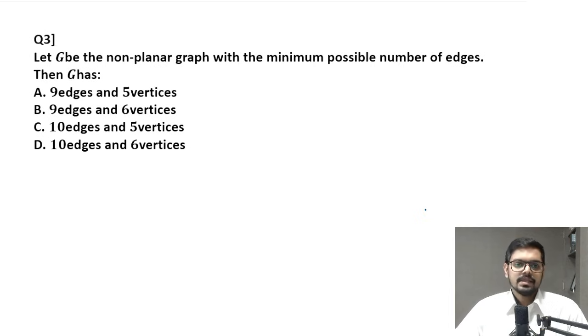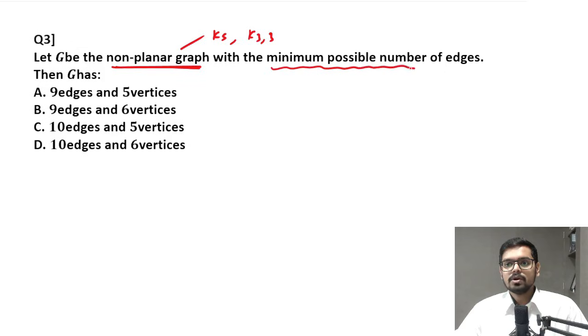Tried. The question says, let G be the non-planar graph with minimum possible number of edges. Oh, they are saying a non-planar graph. We know non-planar graphs are K5 and K3,3. Kuratowski's first graph, Kuratowski's second graph, right? They are talking about minimum possible number of edges. That happens where? That happens here. Minimum vertices happens where? Happens here. Class notes, do you remember? If you remember, you will say the K3,3 graph is the answer.